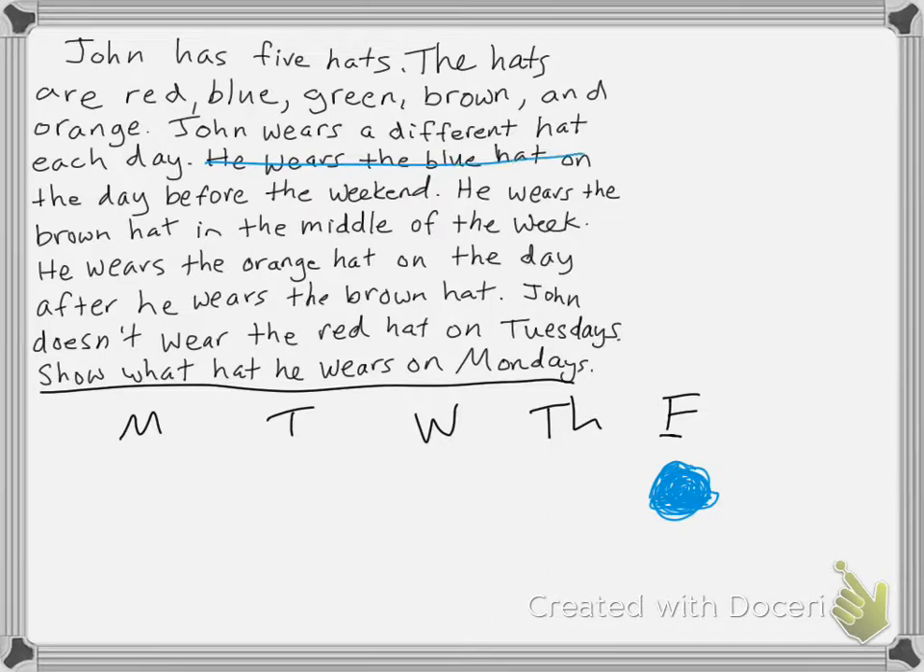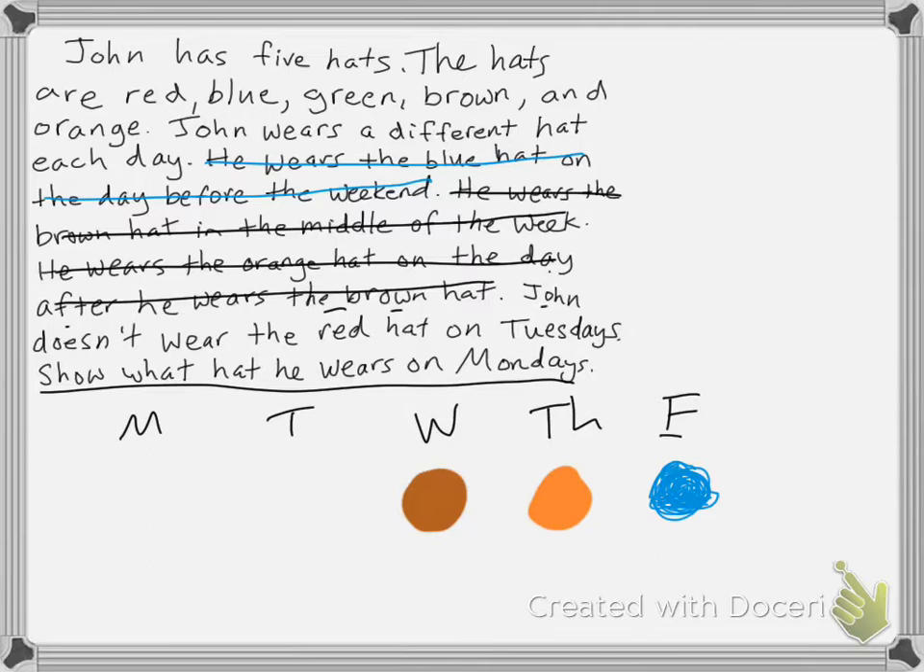So that was he wears the blue hat on the day before the weekend. It says he wears the brown hat in the middle of the week. So if we look, the day that's in the middle of the week is Wednesday. Wednesday is right in the middle. So that means he wears the brown hat on Wednesday. Okay, so we got that part. It says he wears the orange hat on the day after he wears the brown hat. So the day after the brown hat is Thursday. So he wears the orange hat on Thursday. Okay. All right, so we figured that one out.